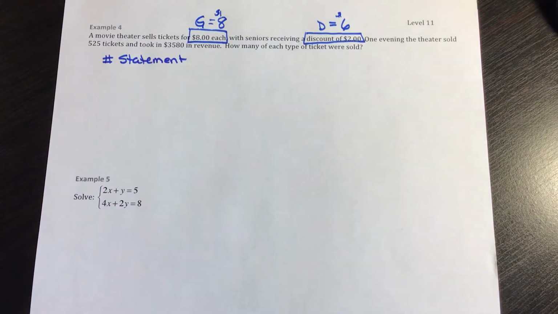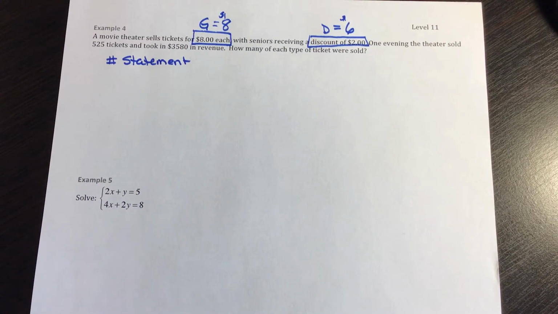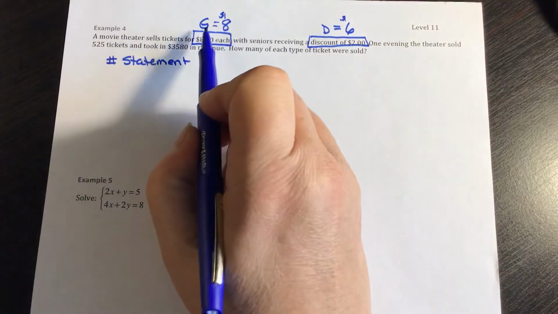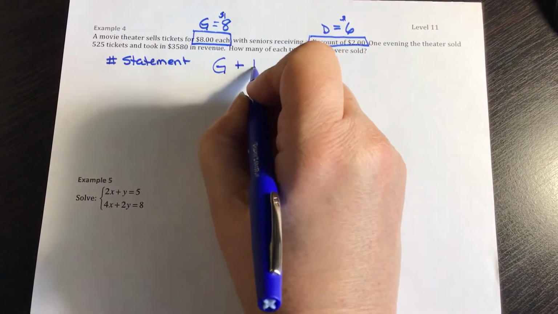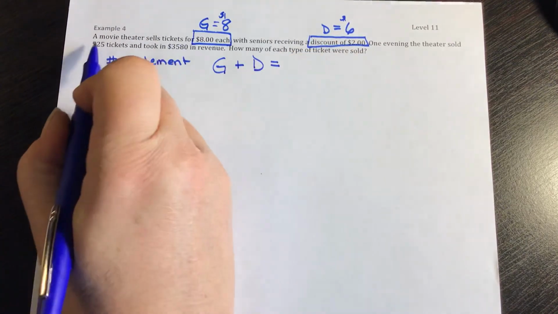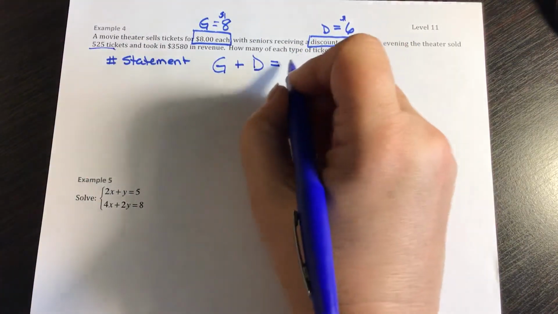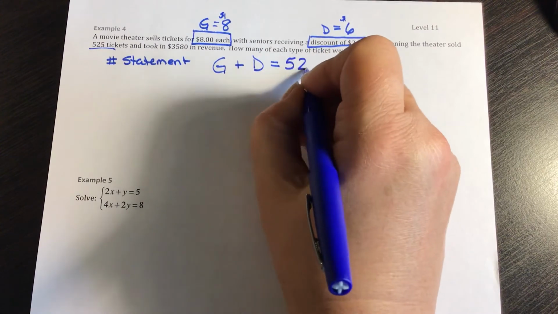And that talks about how many tickets of each type were sold. So I have the number of general tickets plus the number of discounted tickets gives me a total number of tickets, which is 525.